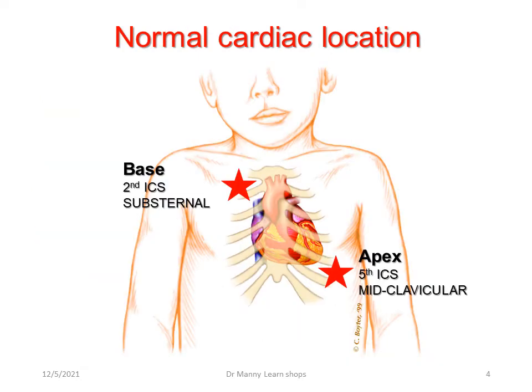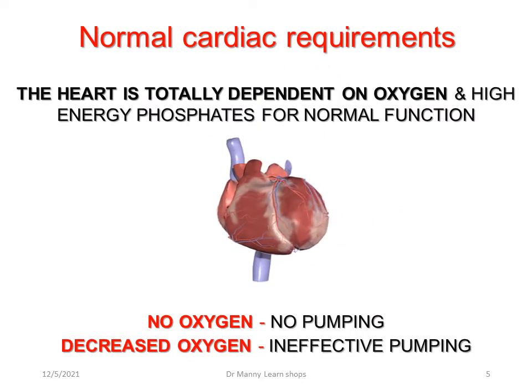Now, normal cardiac location: the apex is located in the fifth intercostal space in the midclavicular line. The base is located in the second intercostal space, substernally, beneath the sternum or breastbone. Now, remember, the heart is totally dependent on oxygen and high energy phosphates for normal function. No oxygen, no pumping, arrest. Decreased oxygen, ineffective pumping, problem.